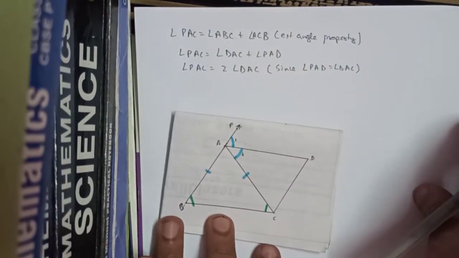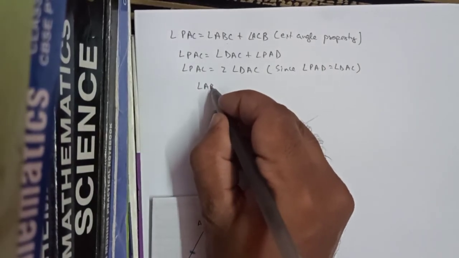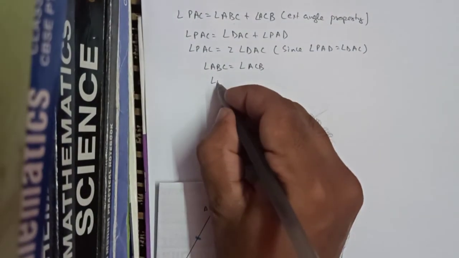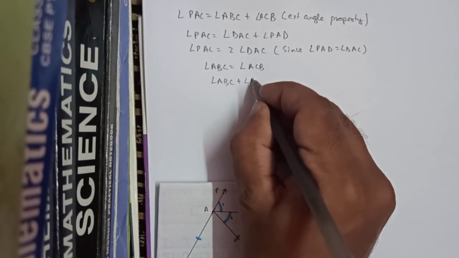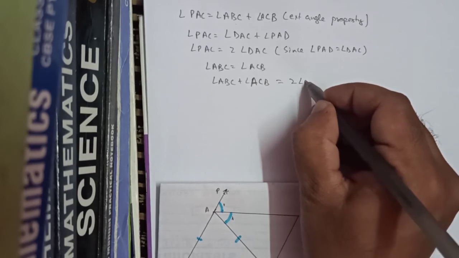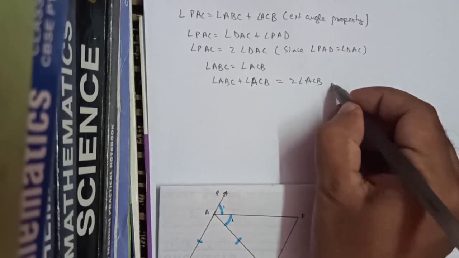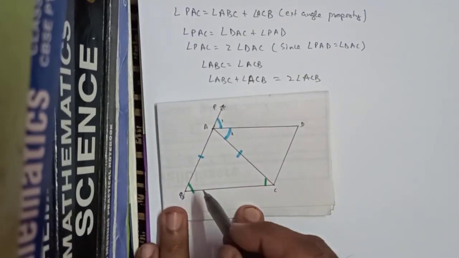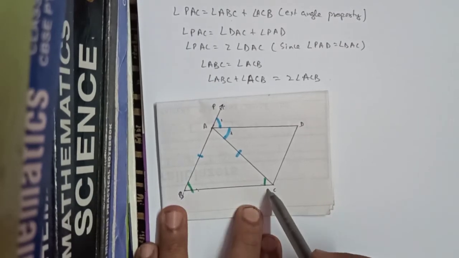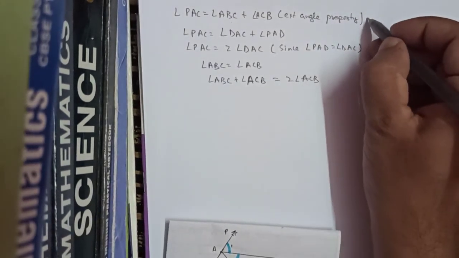After that, angle ABC is equal to angle ACB, so we can write angle ABC plus angle ACB equals 2 times angle ACB. Since these two angles are equal, we can write angle ABC plus angle ACB as 2 times angle ACB.